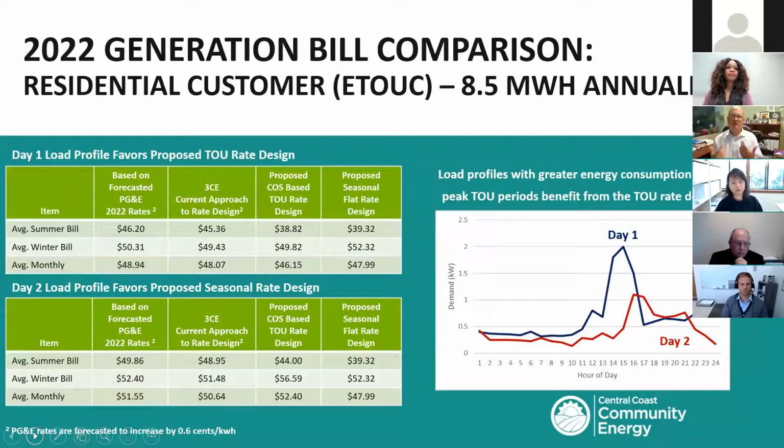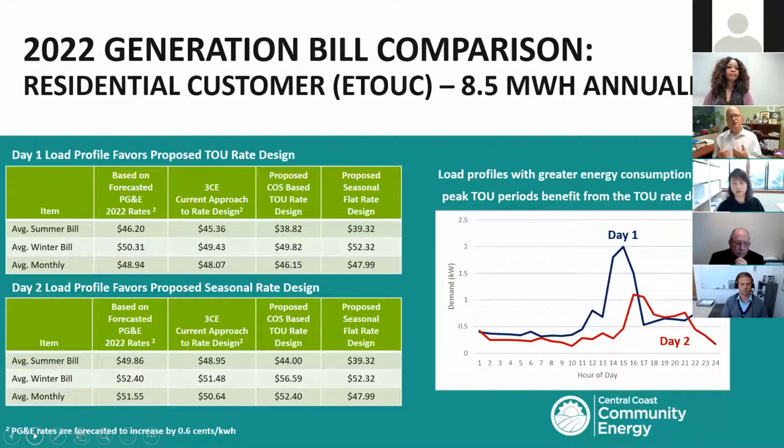And now, why is this important? Well, how you use electricity will determine whether you would be better off under the default proposed time of use rate, or you should select the seasonal rate design. And 3CE is going to offer some resources to help you figure this out. There's going to be a rate calculator on their website and all sorts of great assistance. But essentially, it comes down to how you're using energy throughout the day.